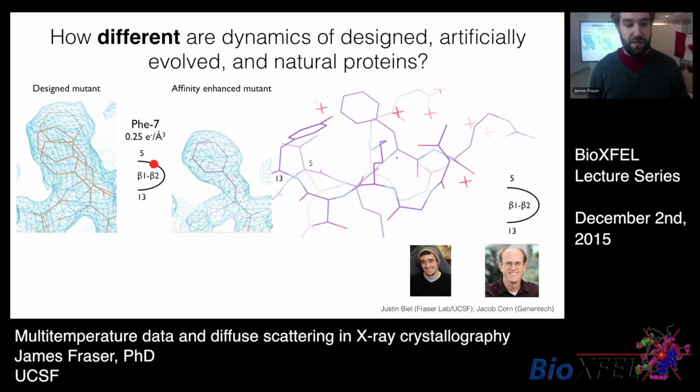There's far too much spread of electron density to be explained by a single phenylalanine residue. Whereas in the affinity enhanced mutant after directed evolution, we see it's really calmed down to a single conformation. So we're interested, and Justin Beal in my lab, who performed these experiments, is interested in how the dynamics of designed and artificially evolved proteins differ from natural proteins, and how this general theme of designed proteins becoming too dynamic and then, through undirected evolution, through random laboratory selection, we seem to anneal them into a single conformation, could be improved with knowledge of exactly how the dynamics of the design mutants has increased.